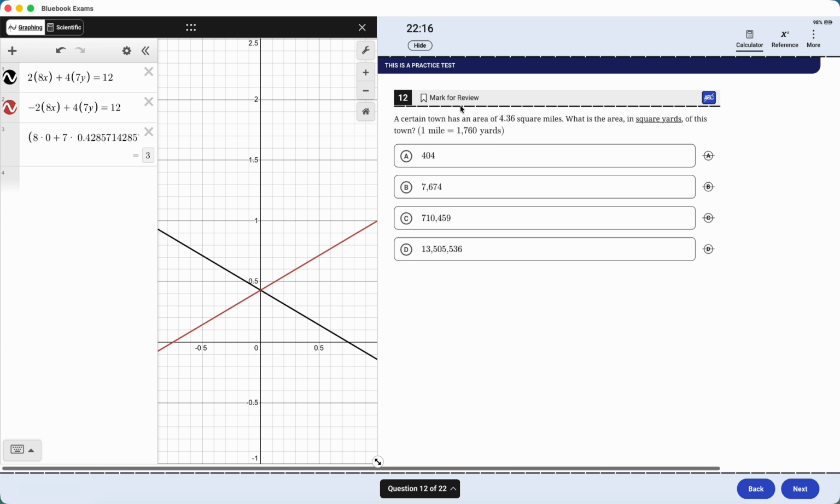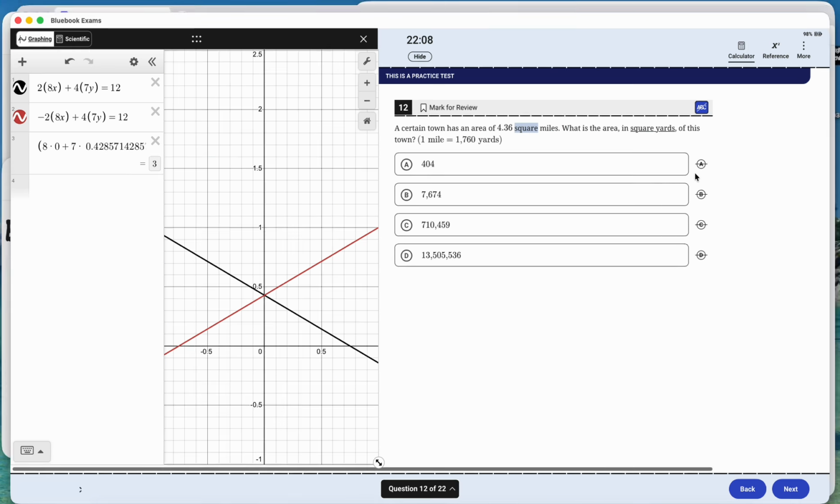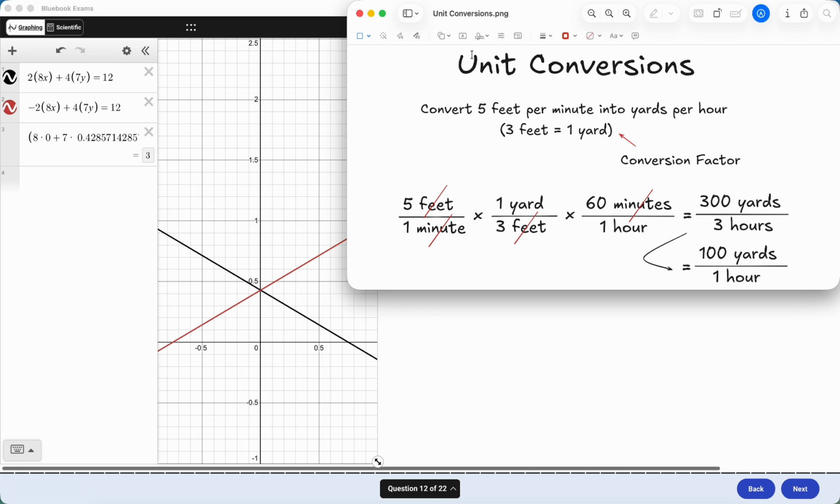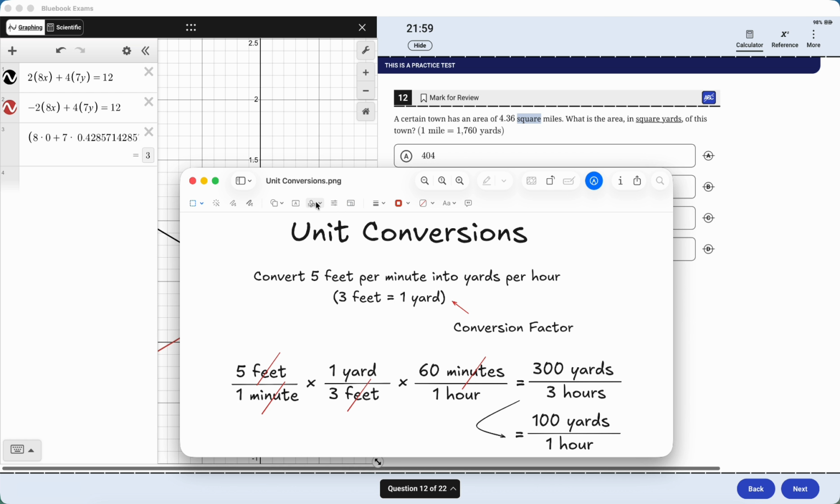Okay, next one here, conversion problem. A certain area has this many square miles. Keyword square, you got to pick up on that. They'll only do this in module 2, and they want to know square yards. So when you do conversions, we have something for unit conversions. There it is. You do a lot of this in chemistry. That's probably where you're more familiar with this than math class, to be honest. Otherwise, conversions you do before algebra 1.